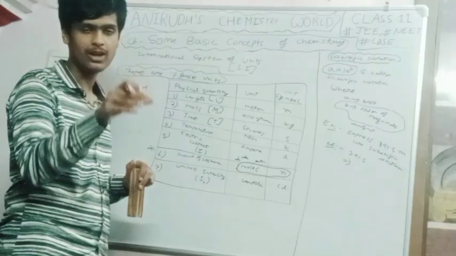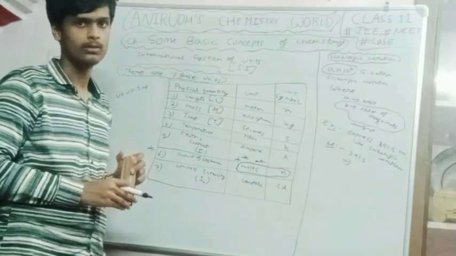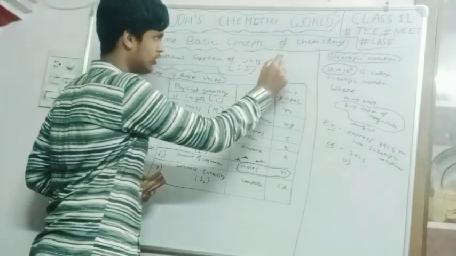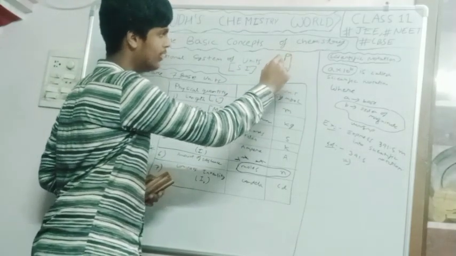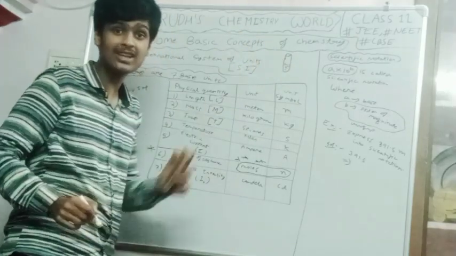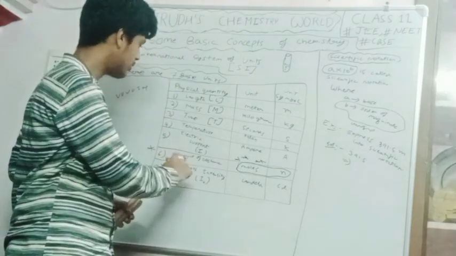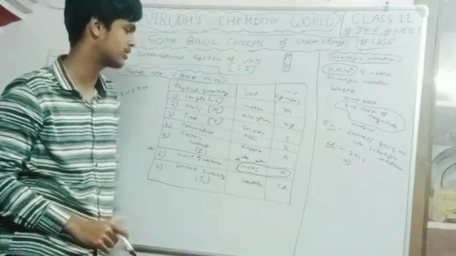So if you have some, okay, in chemistry class, in a test tube, suppose you have like this. In this you have some chemical. You will be measuring in terms of moles, meaning amount of substance. How much amount is there? You will be measuring in terms of moles.